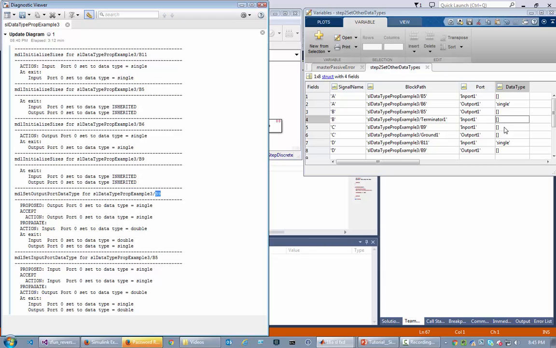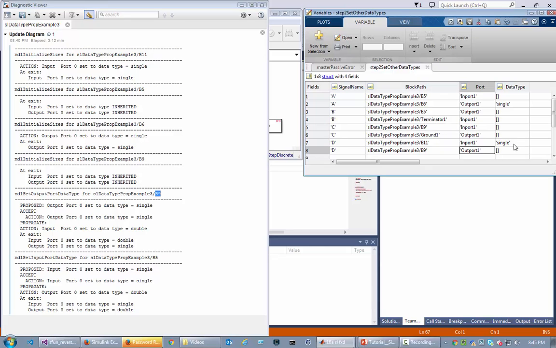So B9 is, that doesn't seem right. I'm confused here. Give me a moment to look at this. Oh, I'm sorry, B9 is in here twice, so that was my mistake. So B9 has an output and B9 has an input.